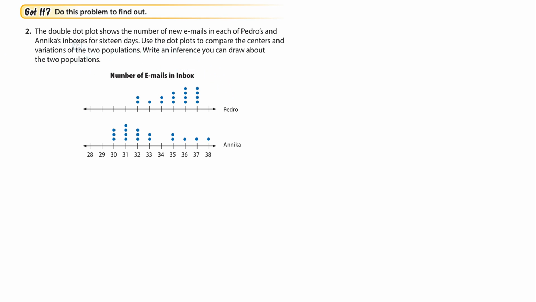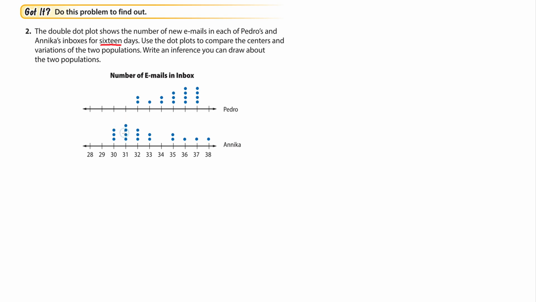So first, let's read the problem, see what we got here. Number 2. The double dot plot shows the number of new emails in each of Pedro and Annika's inboxes for 16 days. Hey, it's important: 16 days, 16 dots. Use the dot plots to compare the centers and variations of the 2 populations. Write an inference you can draw about the 2 populations.